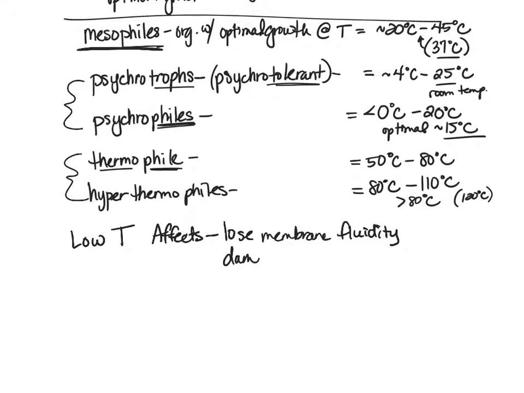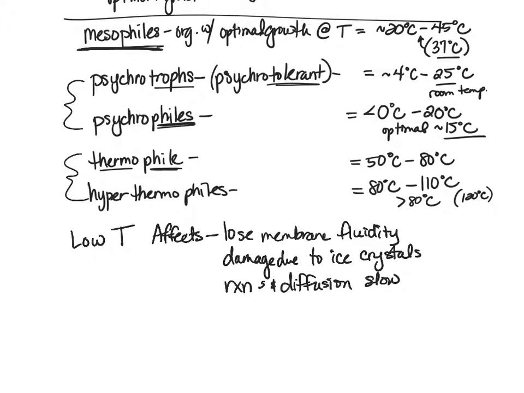Also, we can have damage due to ice crystals. If we put an organism in quite cold temperatures, the actual water inside of the organism is going to start to freeze. And when it freezes, it forms crystals, and those crystals are sharp, and they can burst the cell. They can break the cell wall, break the plasma membrane, or even before it gets to that point, just damage molecules within the organism.